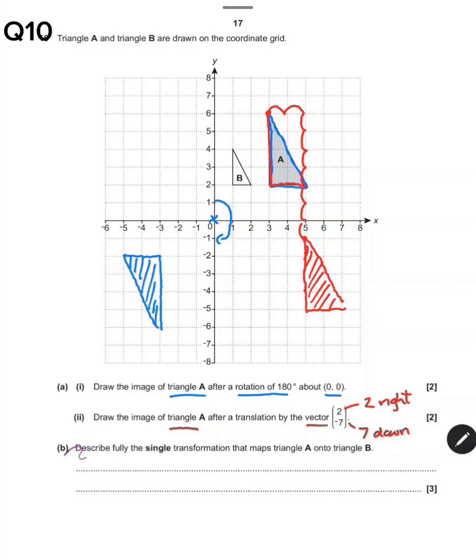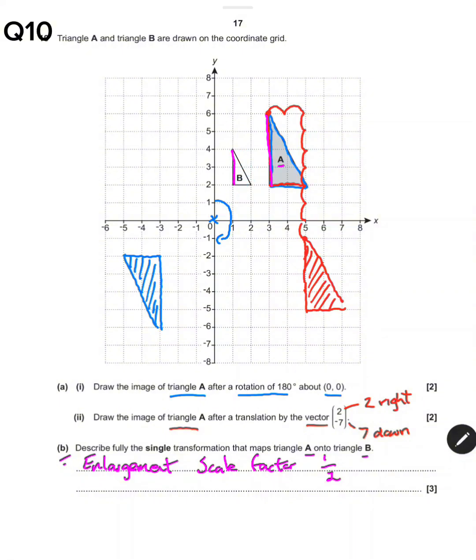That's better. And part B says describe fully the single transformation that maps A onto B. So we're going from this triangle to this triangle. Well, first things first, even though it gets smaller, we call that an enlargement. I know that sounds weird, but even though we're going from a big triangle to a small triangle, it's still called an enlargement. We need a scale factor, and that's saying how many times bigger or smaller this is to this. Well, if we go from 4 high to 2 high, that's a scale factor of 1/2.